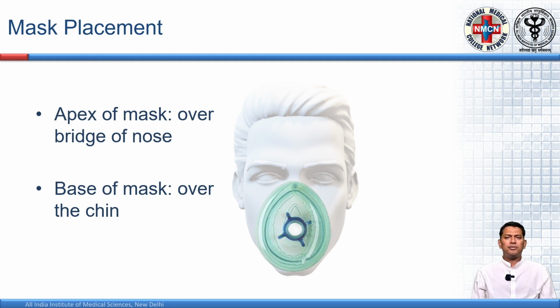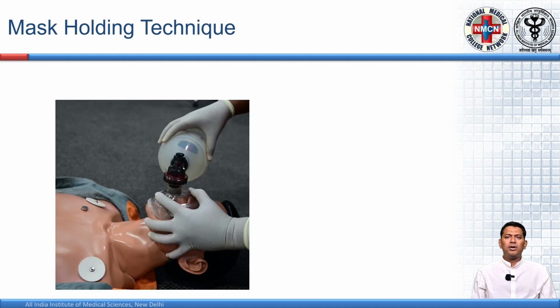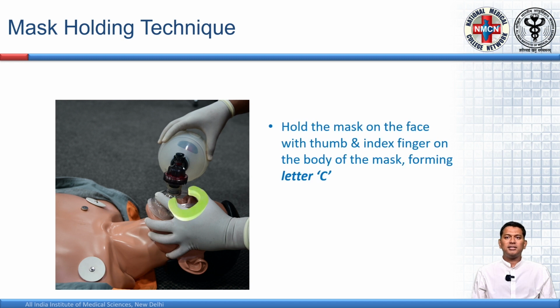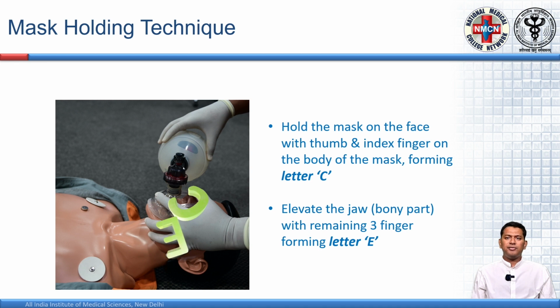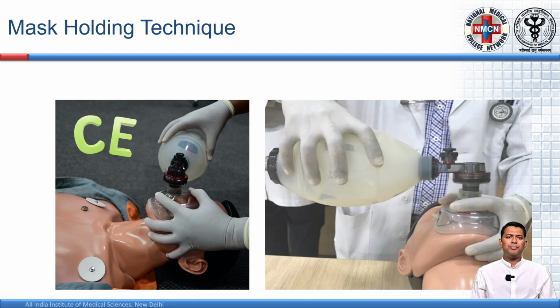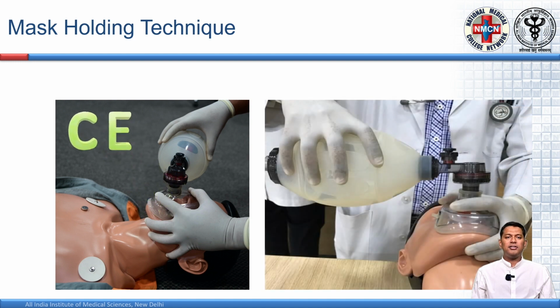The commonly used technique of holding the mask is known as the C and E technique. Hold the mask onto the face with the thumb and index finger onto the body of the mask, simulating the letter C. Place the remaining three fingers under the mandible to elevate it, forming the letter E. So this technique is called the C and E technique of holding the mask. The other hand is used to compress the bag and deliver the breath.